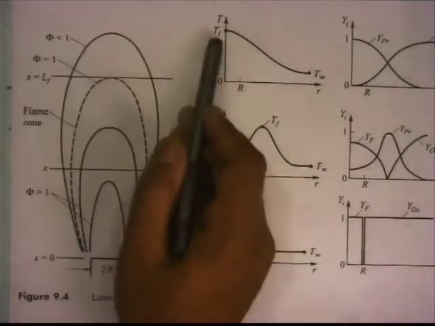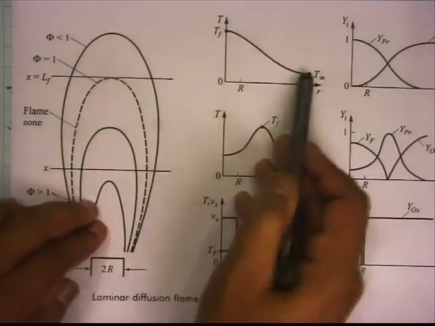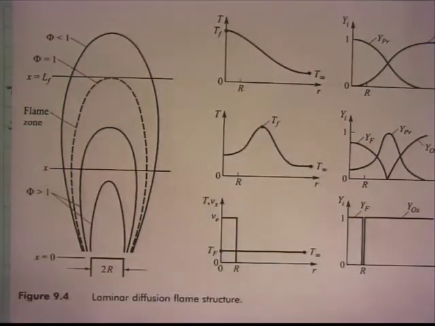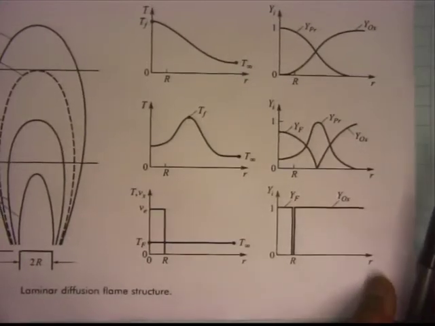And he is also marking it with Tf, so that means this is the flame temperature. And then it drops down, it will reach T infinity when you are sufficiently away from the center line. Okay. So, this is about temperature profile. Not very hard to understand.